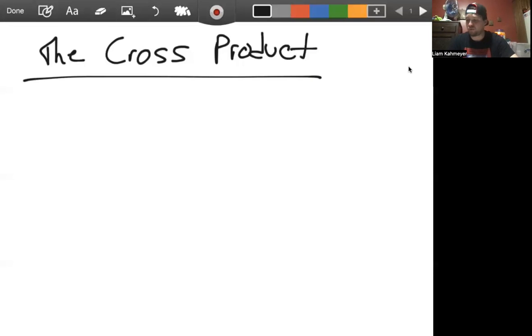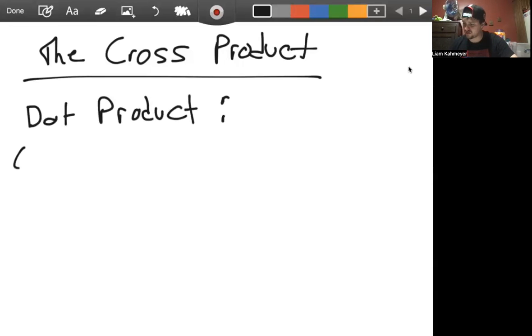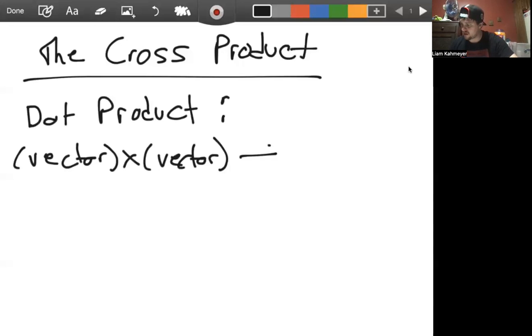Let's look at another product of two vectors that we can define. If you recall last time, we defined the dot product. And the dot product was an operation when you had a vector times a vector. The output was a scalar.